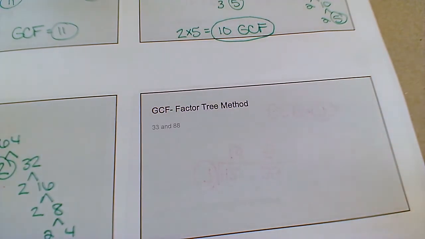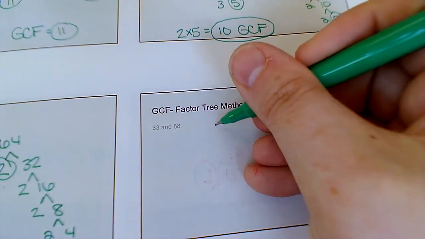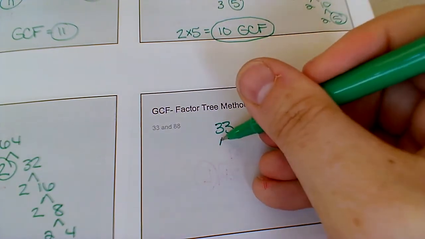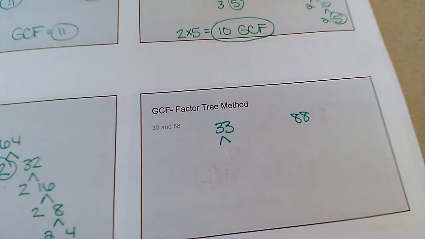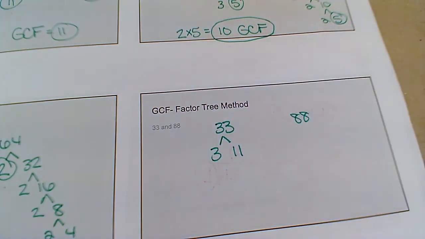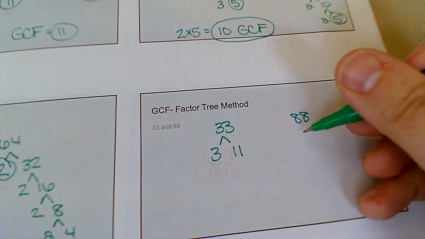Okay, let's look at what numbers we have: 33 and 88. I cannot divide 33 by 2, but I can by 3, and I get 11. Those are both prime numbers. Easy peasy lemon squeezy. I am done there.